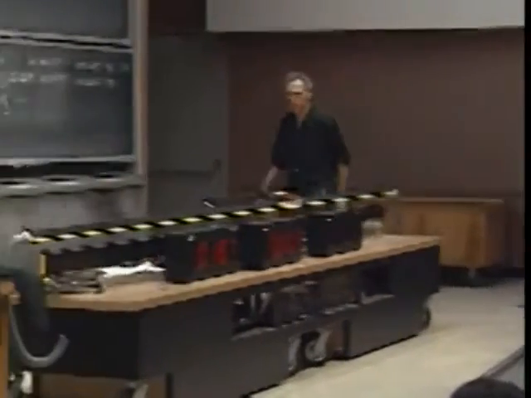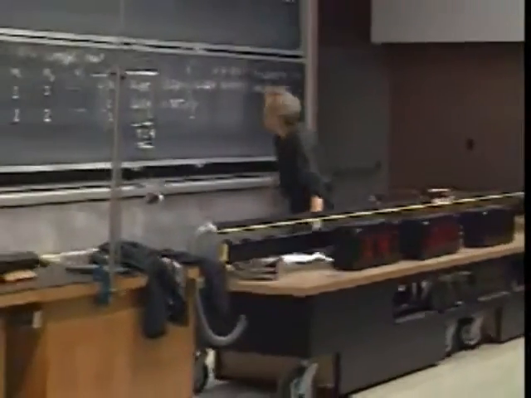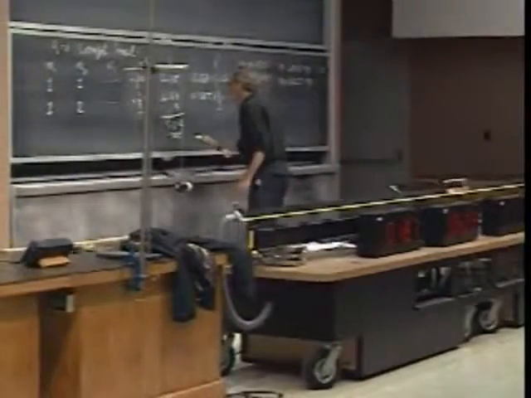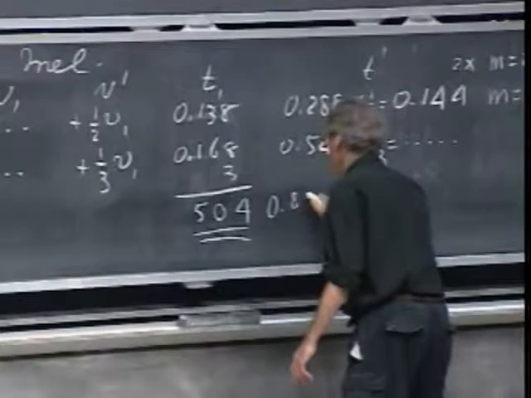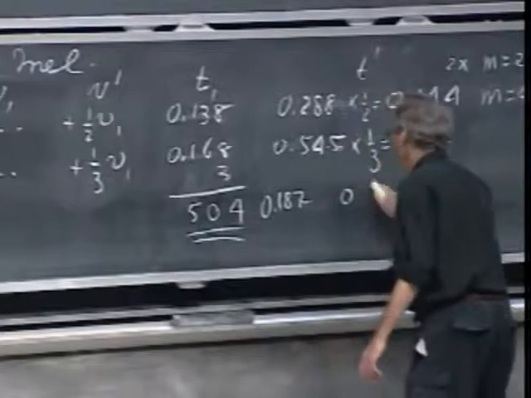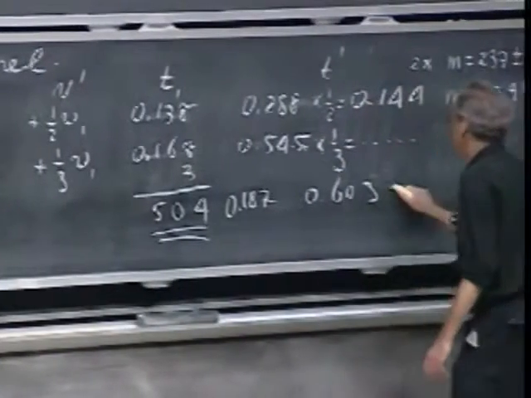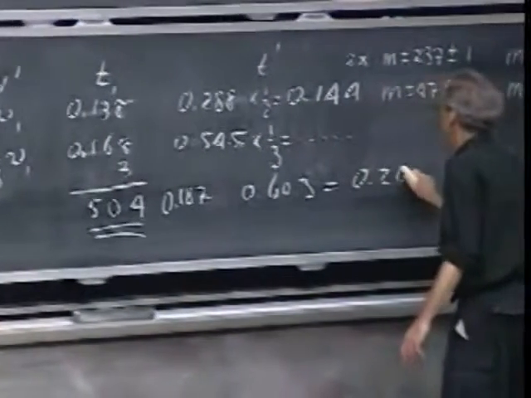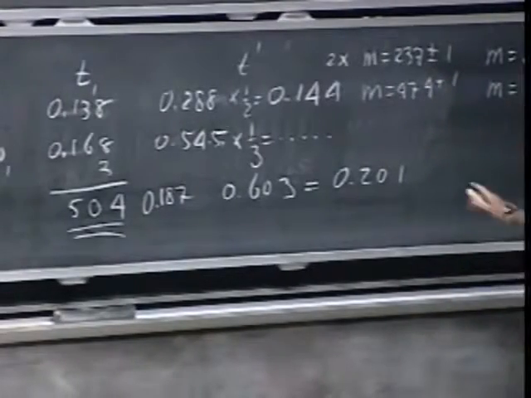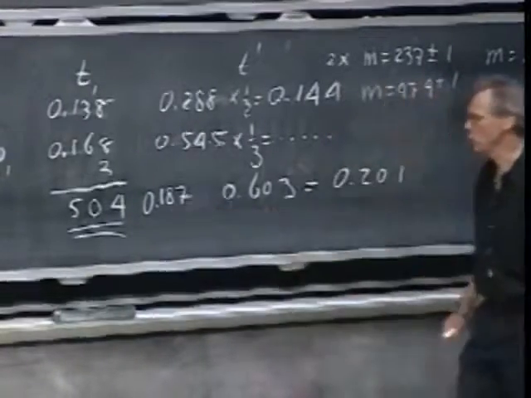603, 187. 603, if I divide this by 3, I get 0.201. And that is off again by about 13 units, about 7% difference. So it's a little bit more than the 5% that I allowed for.